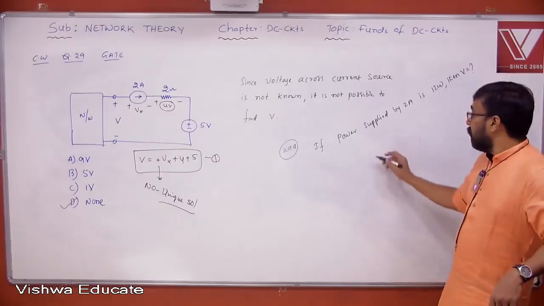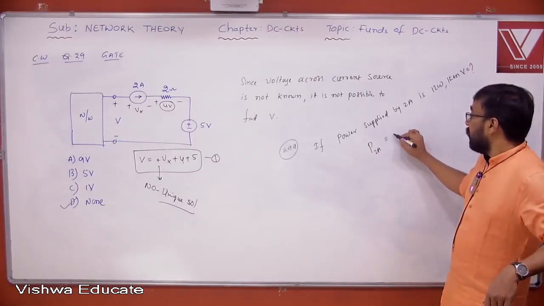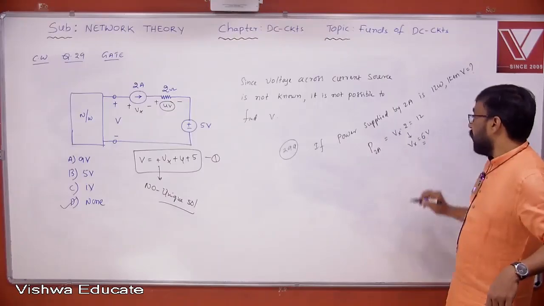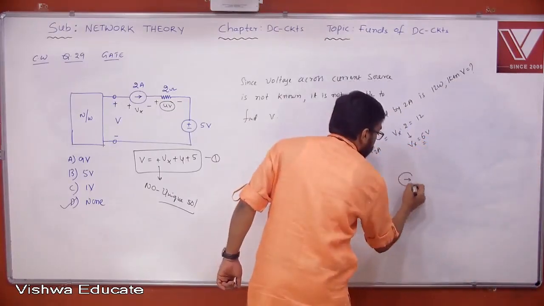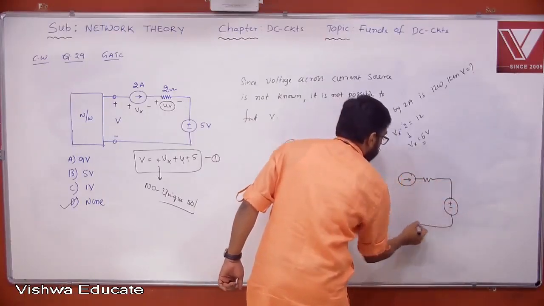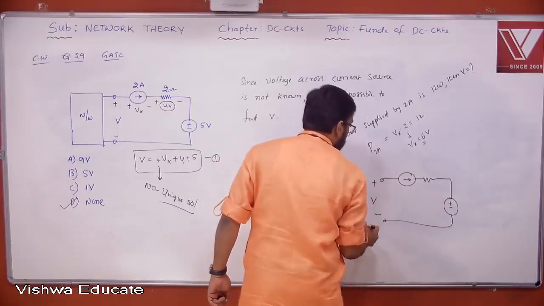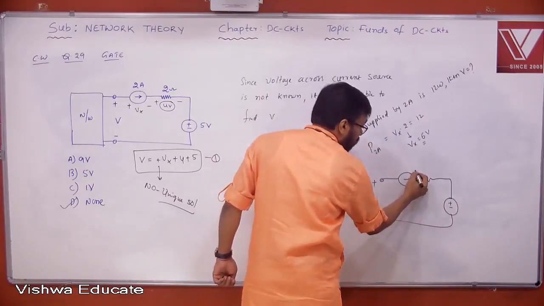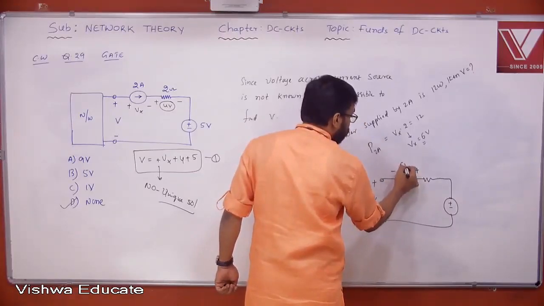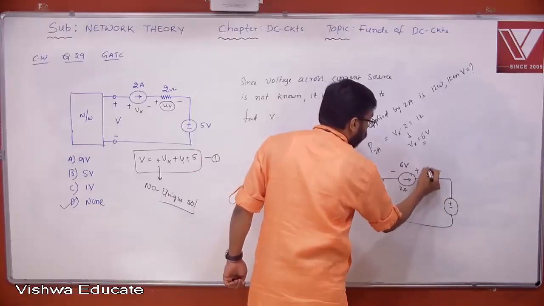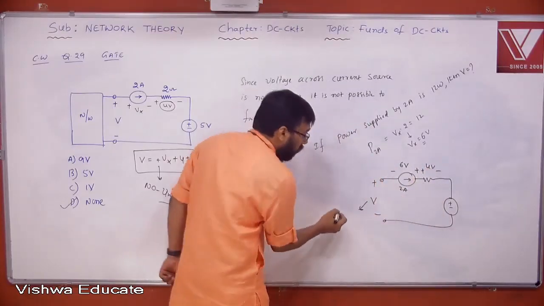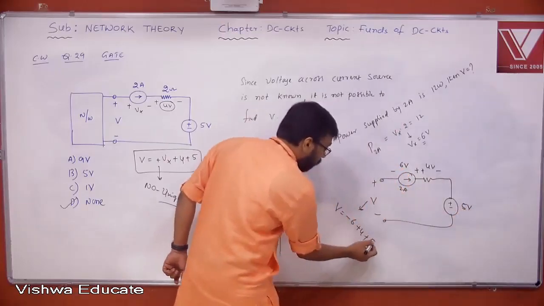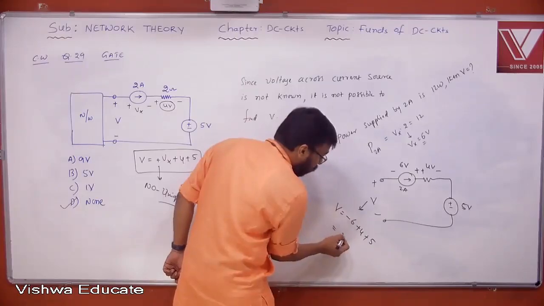Look at how simple it is now to find. Power of the 2 ampere source is 12 watt, that is Vx into 2 is 12, so Vx is 6 volt. What could be the polarities of this voltage? Here is the current source, here is the voltage source already given, and this is the V you need to find. Since the current source is supplying power, the polarities are plus, minus, 6 volt. The 2 ampere gives 2 into 2, 4 volts. Then V is equal to minus 6 plus 4 plus 5, which is minus 6 plus 9, so V is 3 volts.